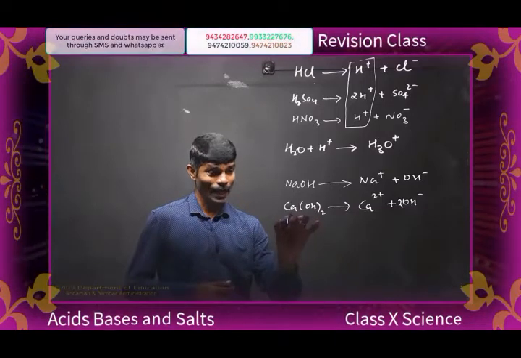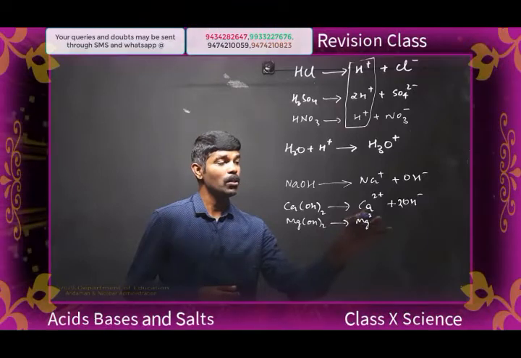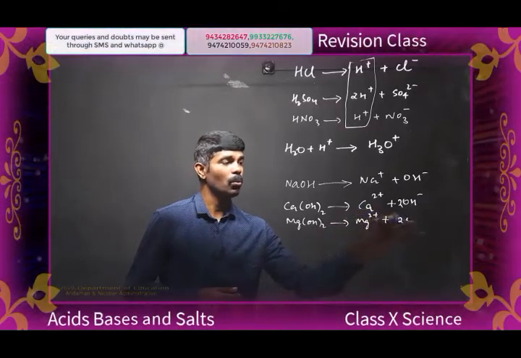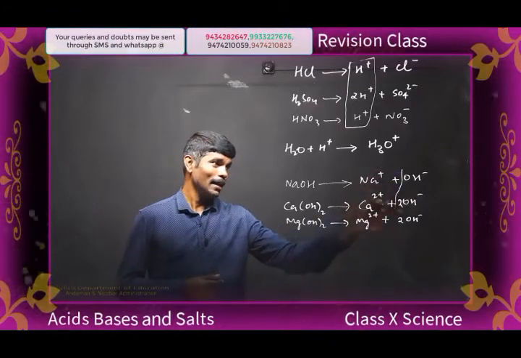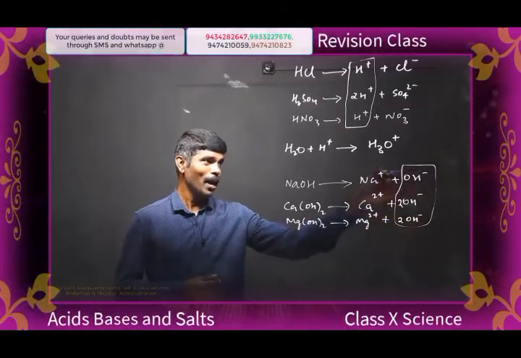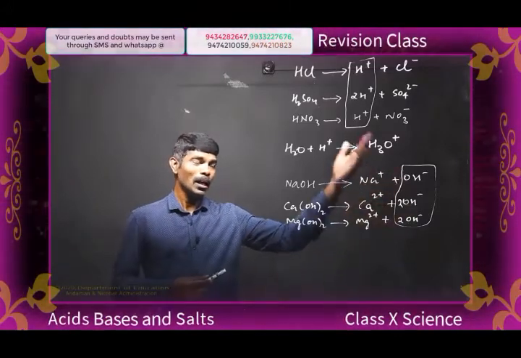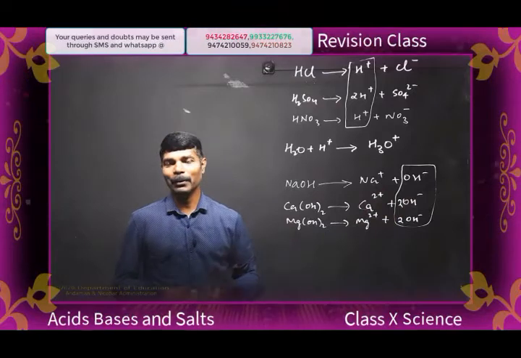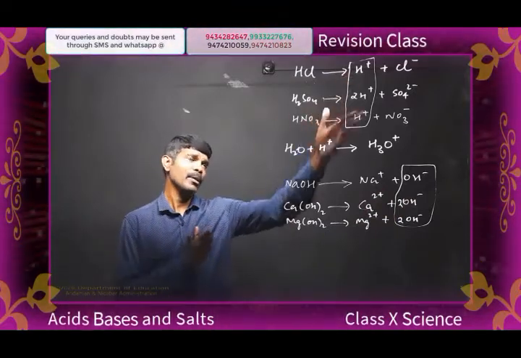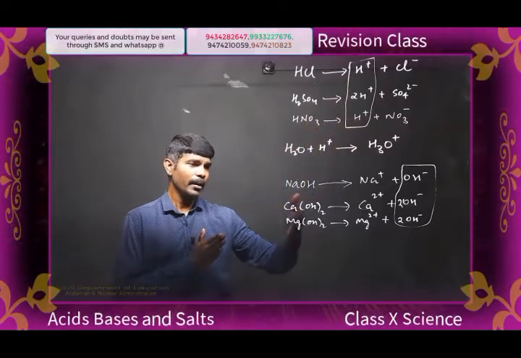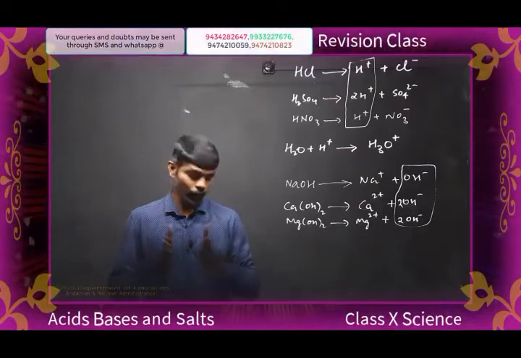And similarly, we can take another example also, magnesium hydroxide. We will get Mg2+ and 2OH-. So in all these cases, we can see very well that what is obtained is the hydroxyl ion. OH- ion is the common thing in all the bases. So altogether we can say that in acids the hydrogen ion is the common thing, and in case of bases the hydroxyl ion is common, right? So this way we can understand.